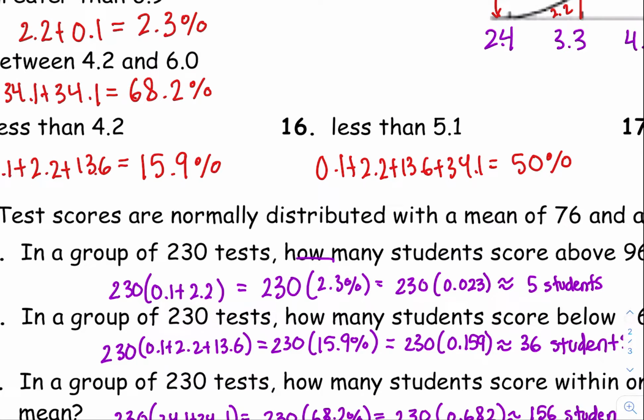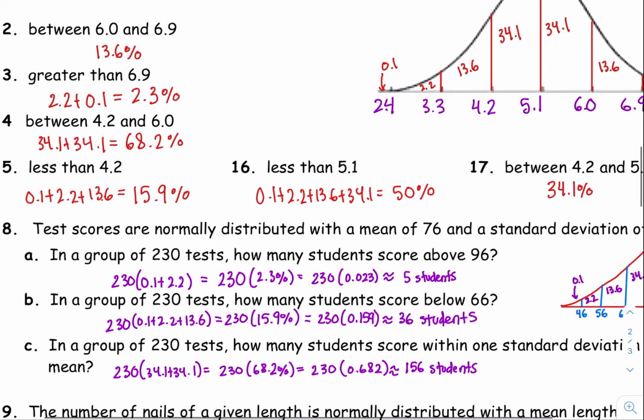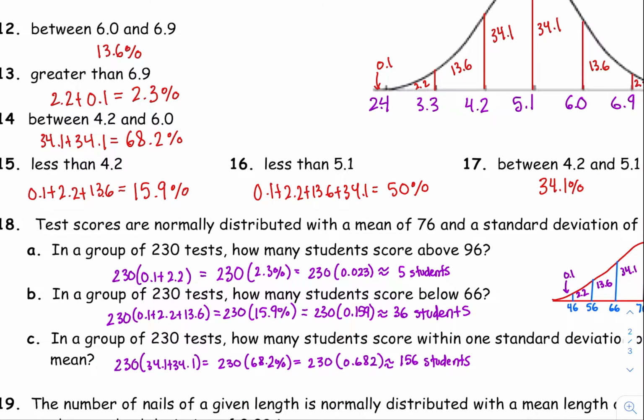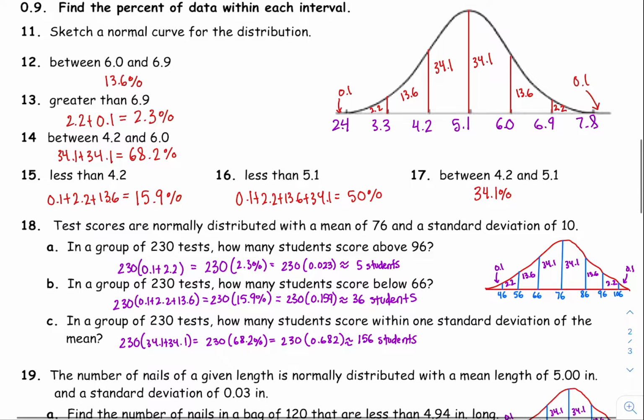So 230 times 2.3. But remember, change the percentage into a decimal and then multiply, and you should get around 5 students. And for some of these, or for all of these, you guys, you round down, because if you had 5.7 students, you can't have 0.7 of a student. So it's just 5 total students.